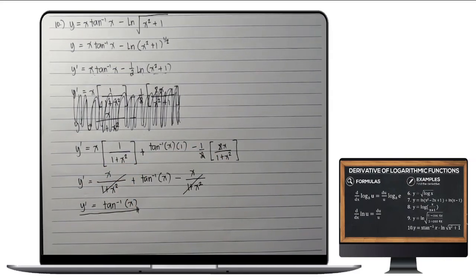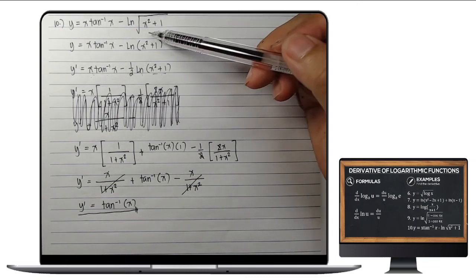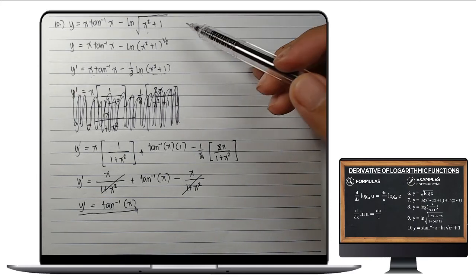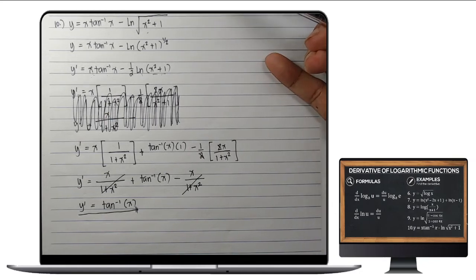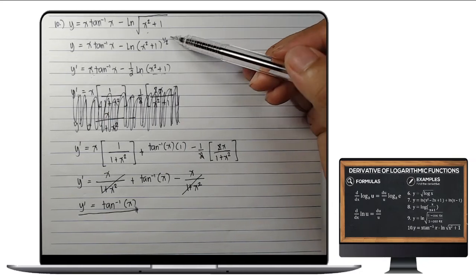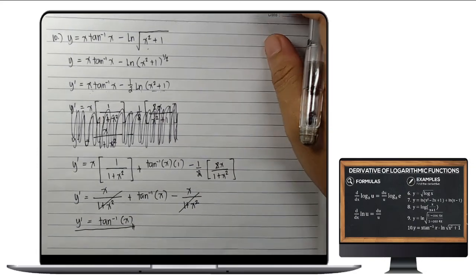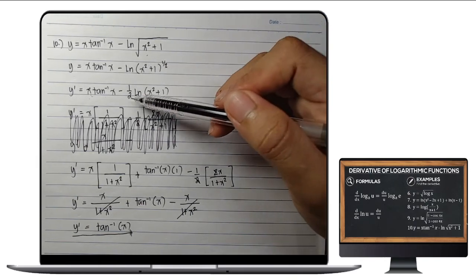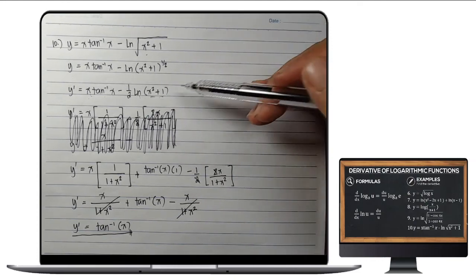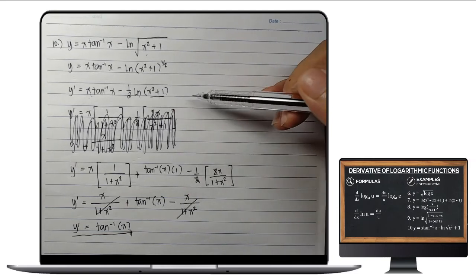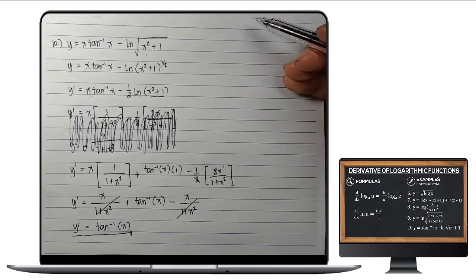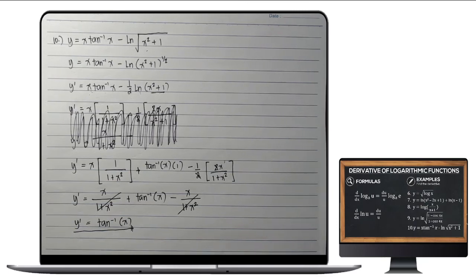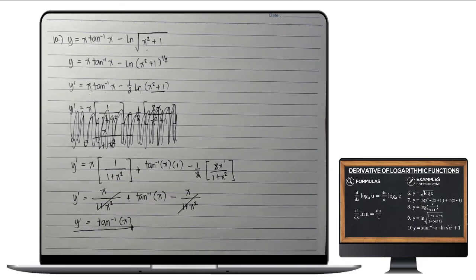Okay? So this is the easier solution. Because in your first solution, you can let u as square root of x squared plus 1. Then, when you get the derivative of this, it becomes a bit complicated to manipulate. So, instead, we maximize the knowledge of properties of logarithm. We apply properties here. So, we bring down the 1/2 ln of x squared plus 1. Then, we let this part as u. So, we just take the derivative of this mentally. Then, substitute. So, our final answer is arctangent of x.